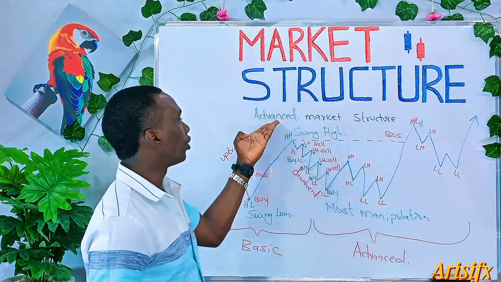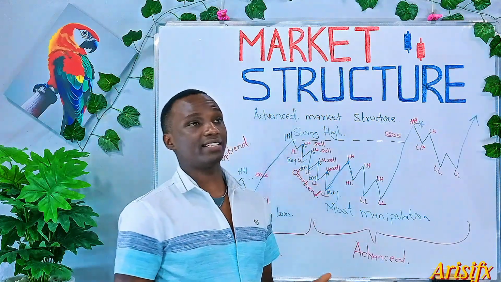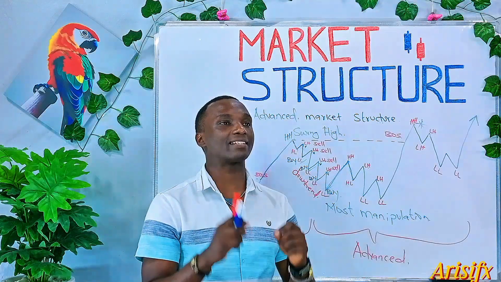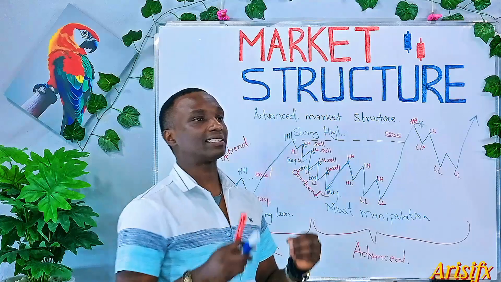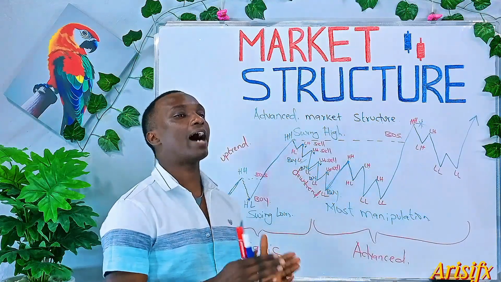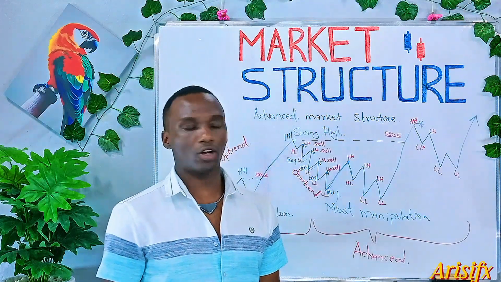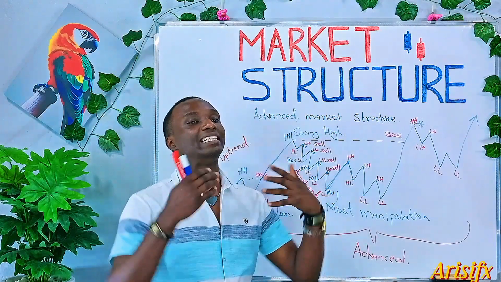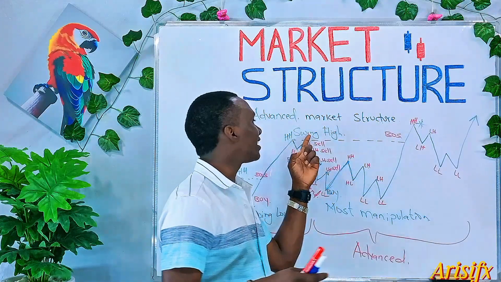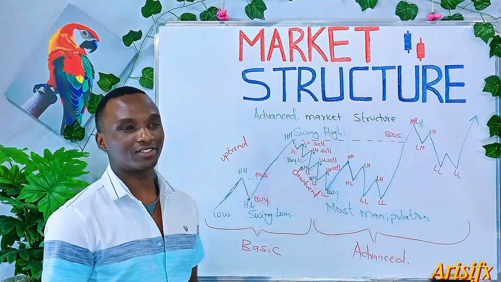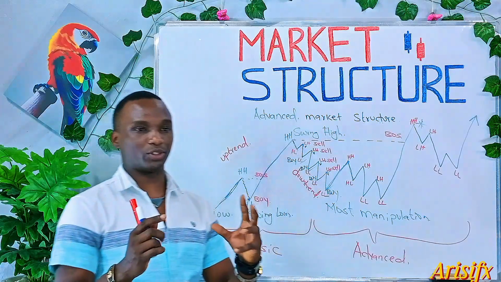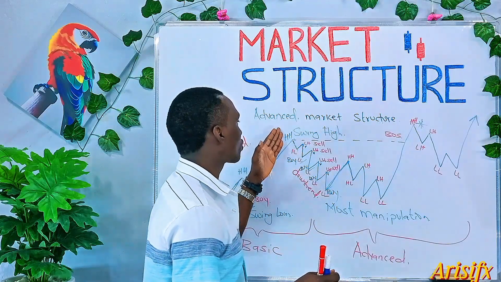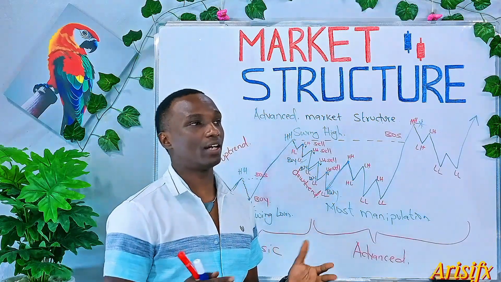Okay, that is why it is labeled advanced. But the reality is that the principle remains the same. The principle that operates the basic market structure and those that operate the advanced market structure are ideally the same. Okay, we have just said that the advanced market structure describes the internal structure between the swing high and the swing low. All right. So to understand the difference between the basic market structure and the advanced market structure, you have to know your swing highs and your swing lows.